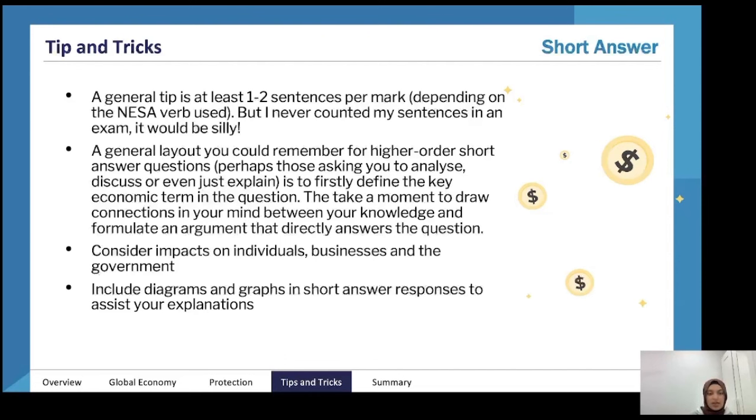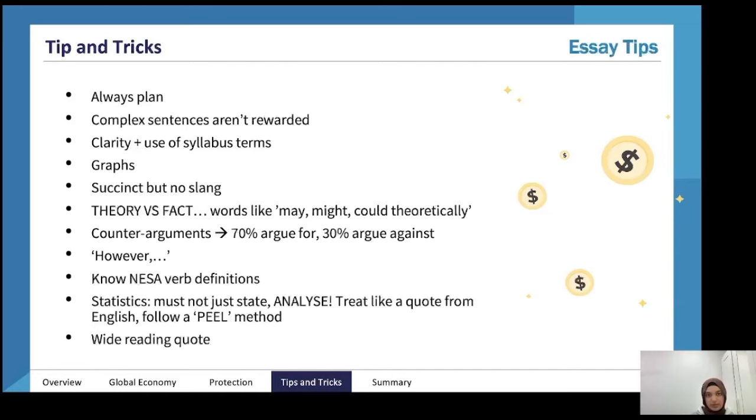So again, in terms of the short answer, look at the guideline of how much you should be writing, look at the amount of marks, look at the guideline of the lines that you've been given, have a general layout for the questions, consider the impacts on individuals, businesses, and government, and then if you feel like it's helping or adding value, you can include diagrams and graphs in your short answer responses.